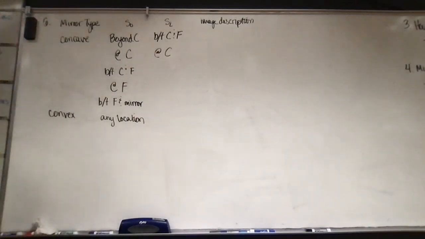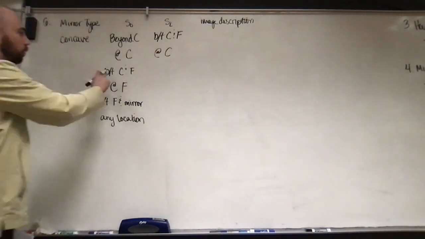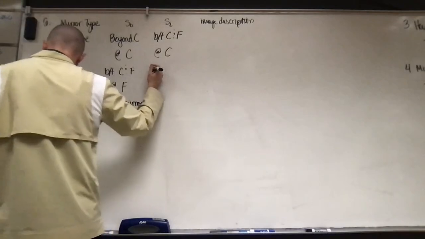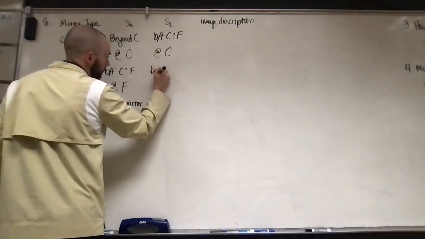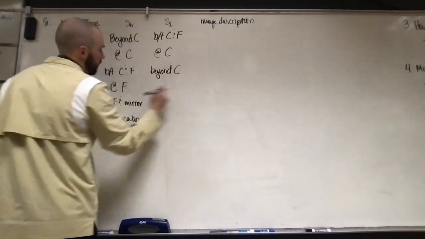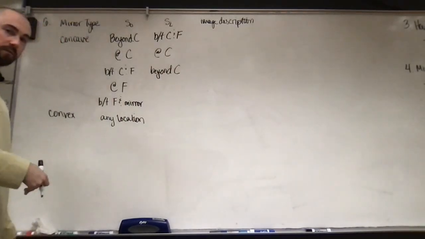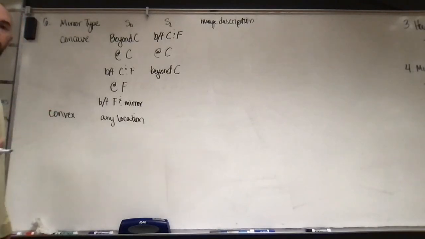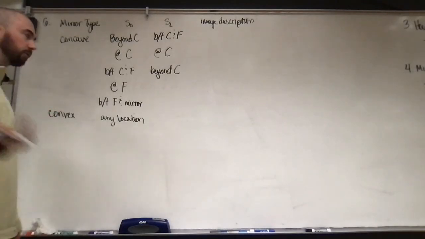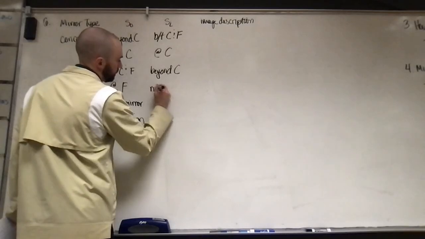The image shows up at the same place as the object. When you're between C and F, this one is going to give you something where it is beyond C. Whereas when you're at the focal point, parallel rays that come in will go to the focus. So rays that come from the focus come back parallel. If you have parallel rays, they never connect, so you get no image.